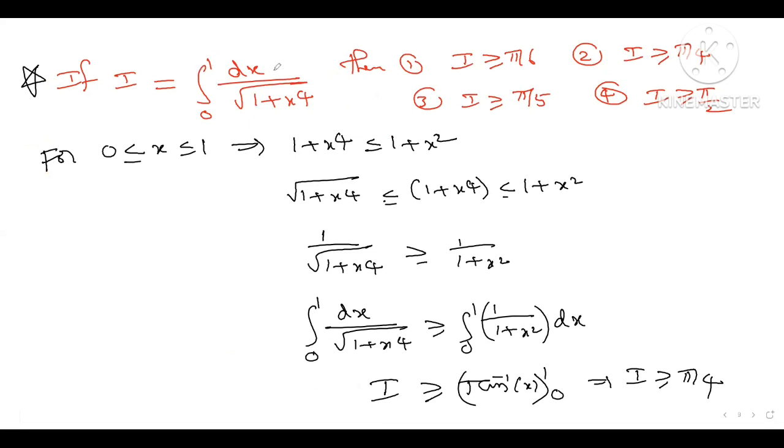Let us go to the next problem. From the statement, the value of I is given. Okay, here are 4 options: I should be greater than or equal to 5 by 6. Second option, third option, fourth option are given.